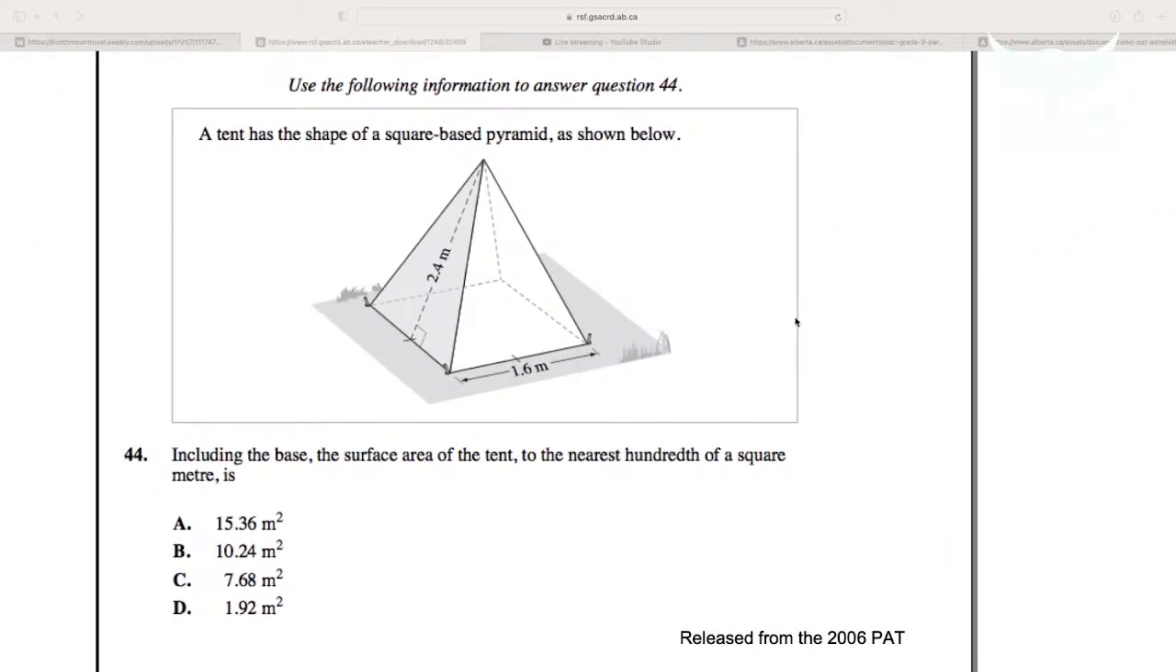Okay, let's move to the next question. I will prepare a desk.